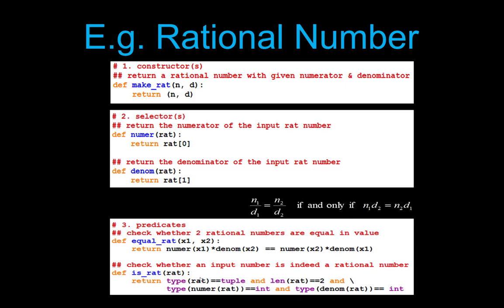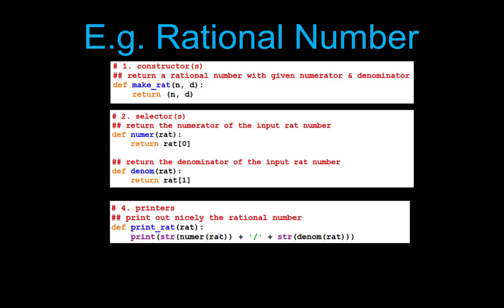x1. Also, it is easy to check whether a particular input is indeed a rational number by first checking the input is indeed a tuple, the length of the tuple is 2, and the numerator is an integer and the denominator is an integer. So this is the complete checking. You can check for yourself that this checking of tuple is needed because this method numerator requires it to be a tuple. Same for the denominator.